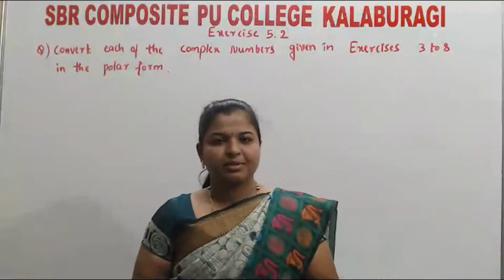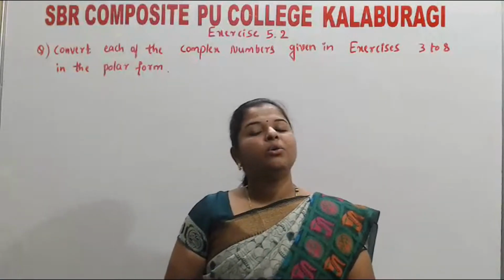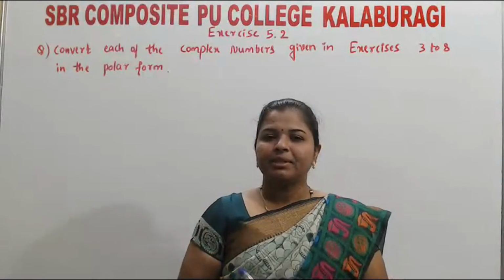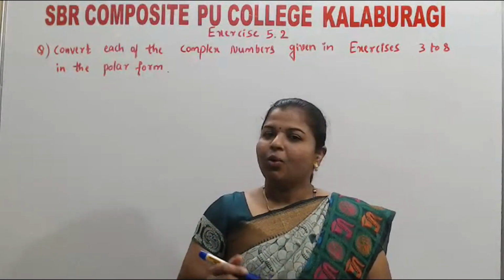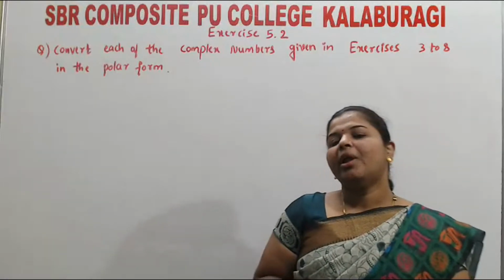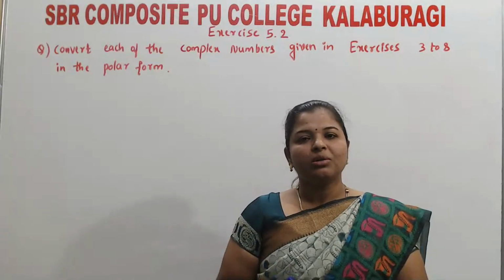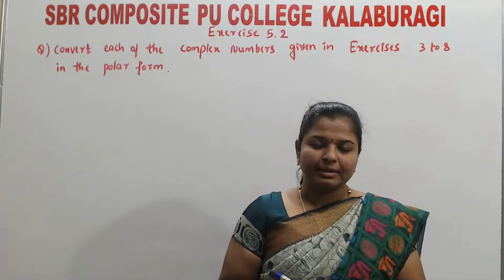Good morning, students. In the last class, we studied how to solve some examples on polar form, right? What is our polar form? All of you know that. Polar form of a complex number z is equal to r into cos theta plus i sin theta.